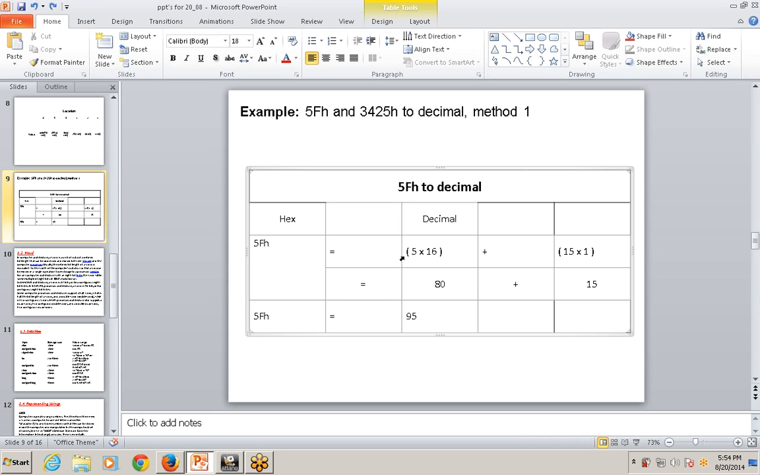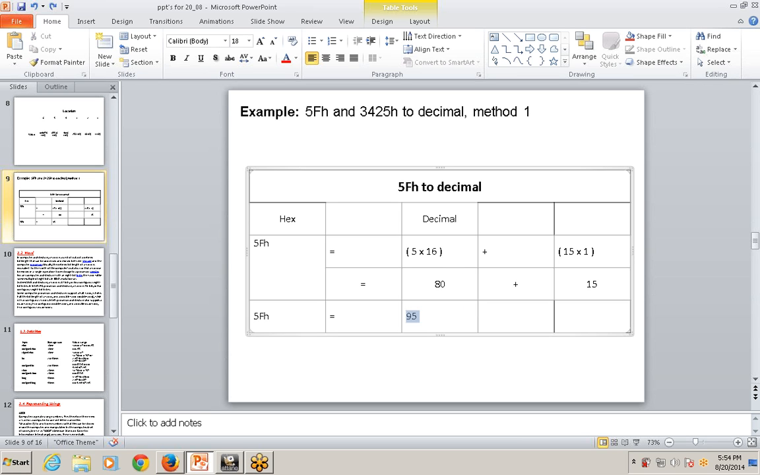Then sum all the calculations. 16 into 5 is 80 and 15 into 1 is 15. So if I combine these, that is 95. So if I convert 5F into the decimal number system, the output is 95.